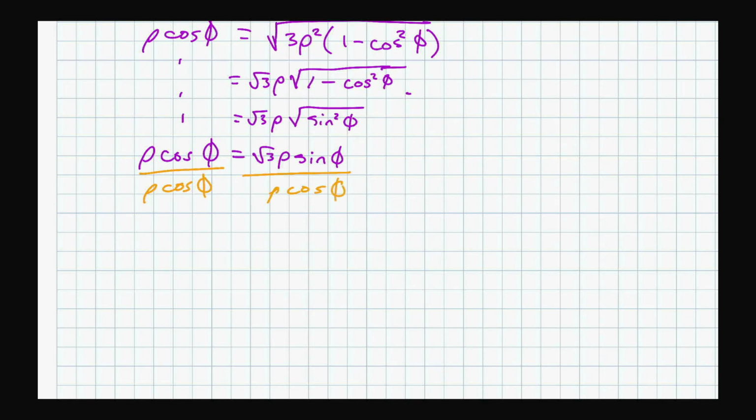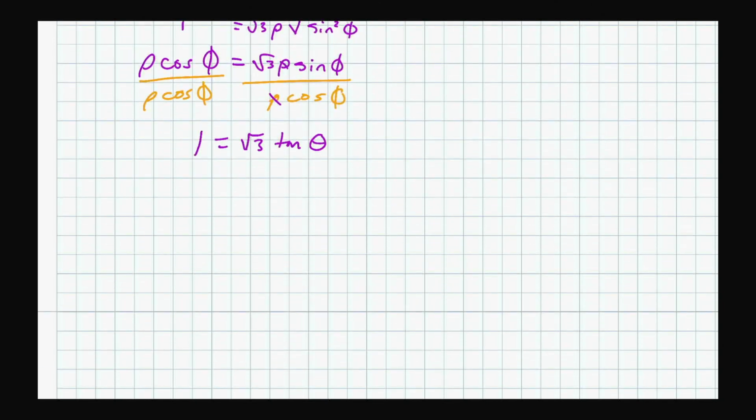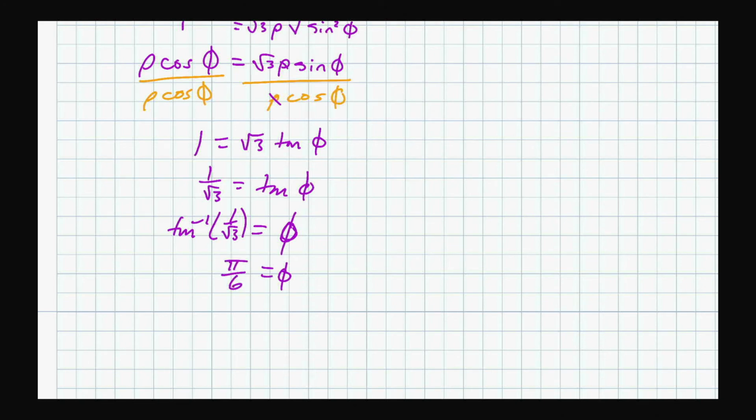On the left, we just get 1. On the right, the rhos cancel. You get square root 3, and then sine phi over cosine phi is tangent phi. So then you divide by the root 3, you get 1 over square root 3 equals tan phi. So phi is going to be tan inverse of 1 over square root 3, and on a calculator, you get pi over 6. And that's a constant.